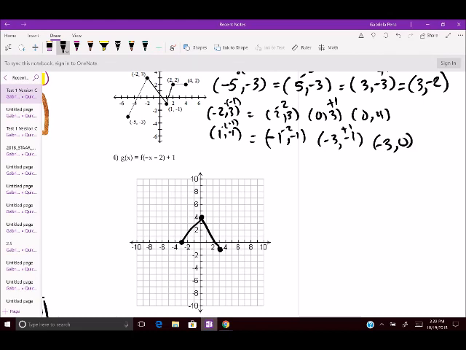Next point, 2, 2, multiplied by a -1, -2, 2, subtract 2, which gives us, oh, sorry, we already did that one. My bad. So sorry.